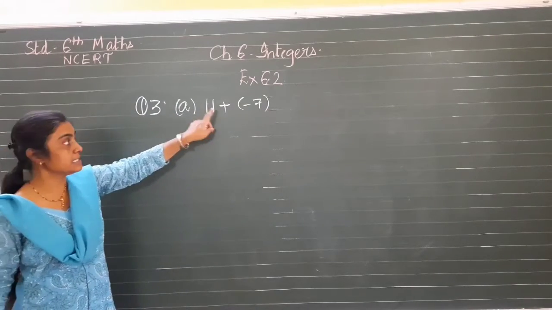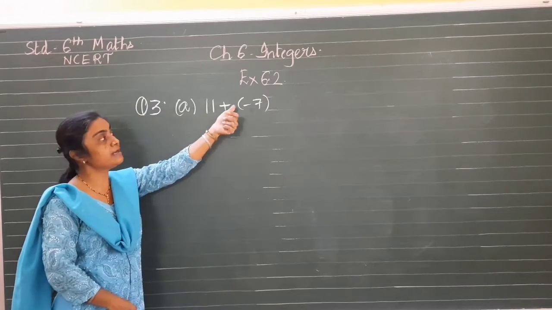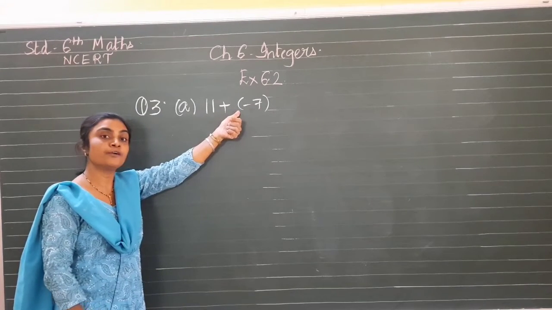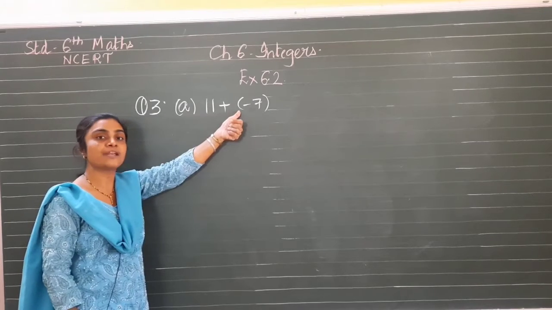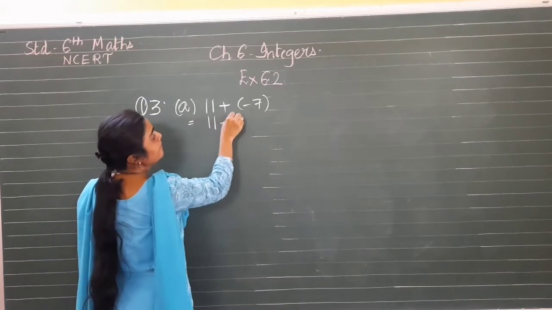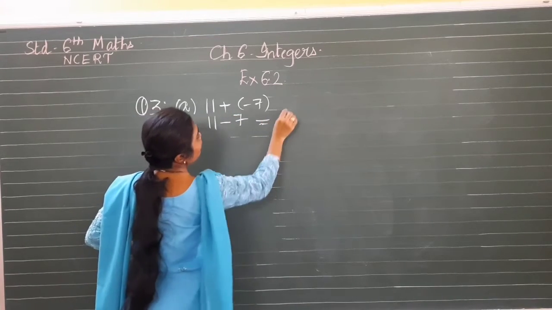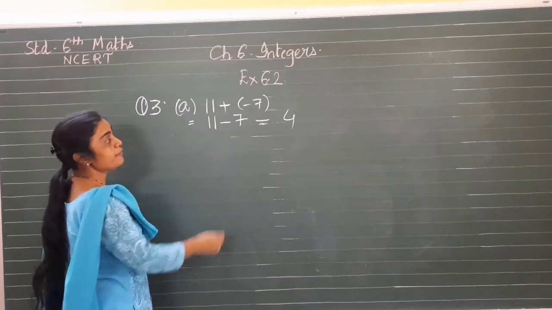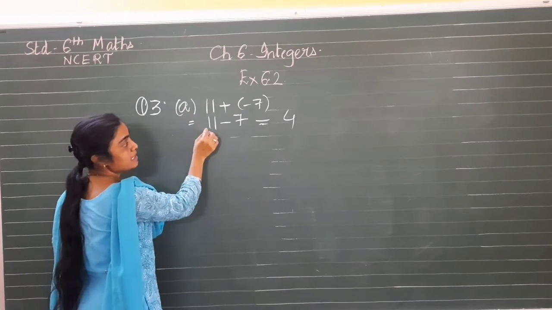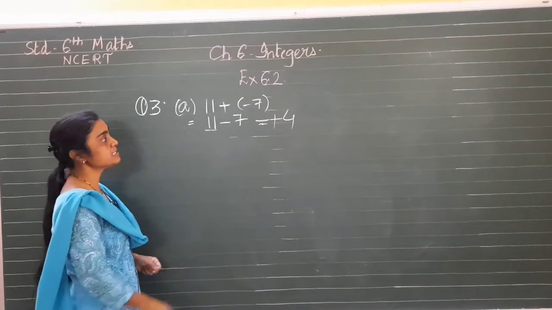Here is plus and here is minus. So according to the rule, if one number is positive and another number is negative, we have to subtract and we will put the sign of the greater number. So if you subtract it, 11 minus 7, the answer will be 4. Here the sign is plus and 11 is greater. So the answer will be plus 4.